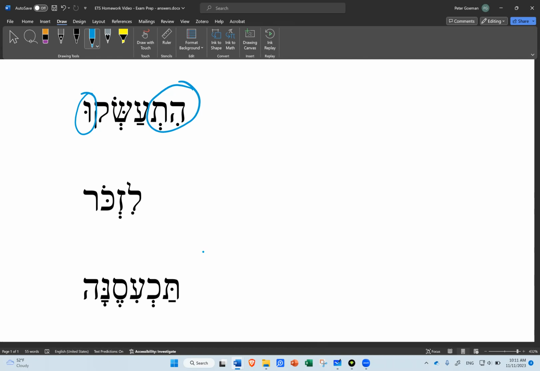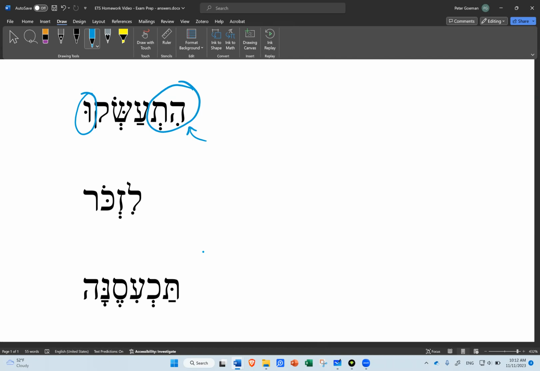Now, this is actually the perfect marker. In the perfect, it's always Hitpael: hit-asku, hit-shamru, or something like that. But in this case, it's hit-asku. And when you're identifying this, anytime you have a hit at the beginning, that's perfect. But if it was et or yit or tit or nit, all of those would be imperfect.